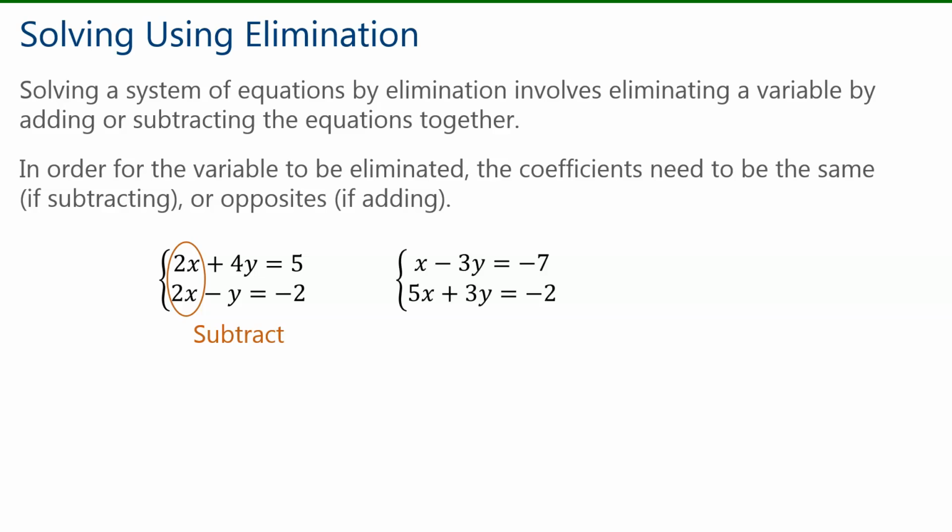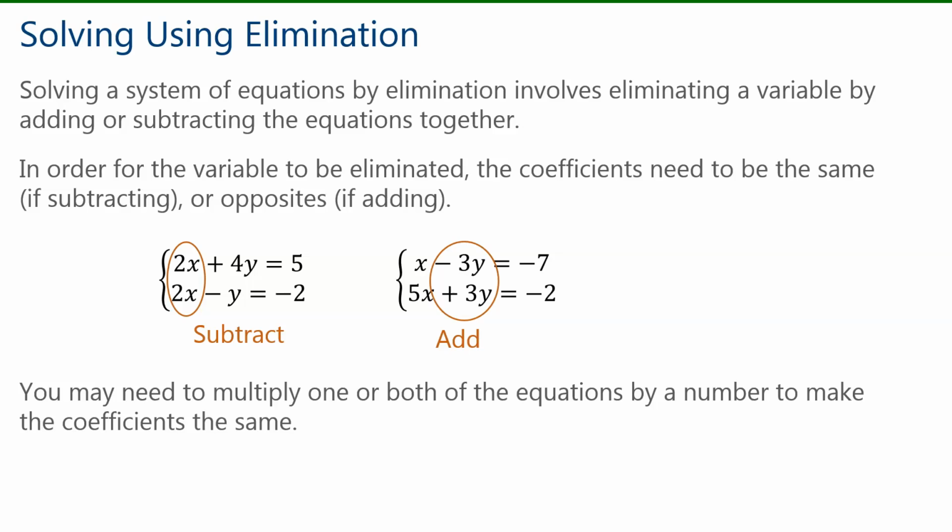Now for this system here, just look at the y terms. One has a coefficient of -3 and the other one has a coefficient of +3. So they're the same number, but opposites of each other. So if I wanted to eliminate y here, I should add these two equations together because -3 plus 3 is 0. So that's the basic idea behind elimination. You add or subtract the equations together as long as they have the same coefficient, and then a variable is gone.